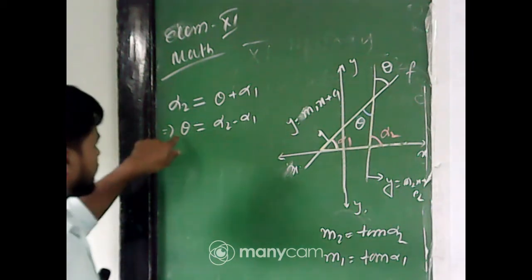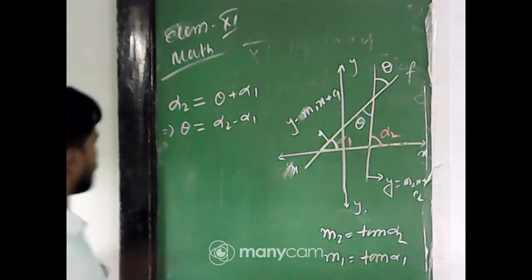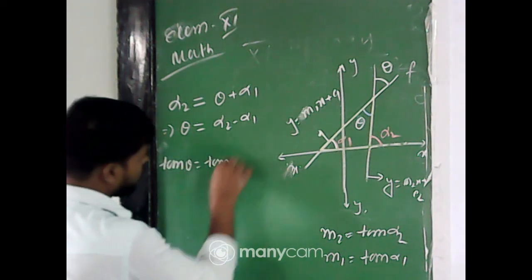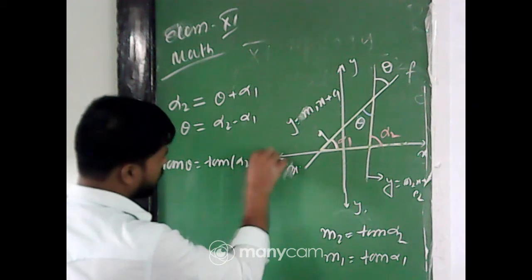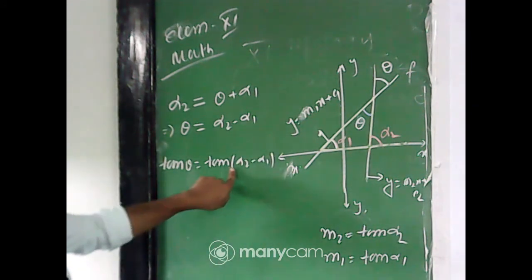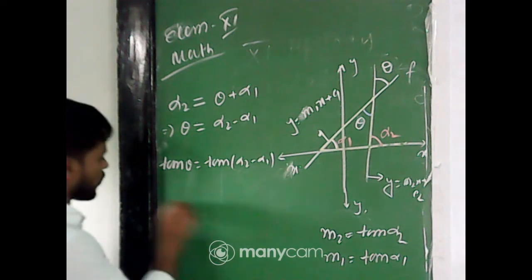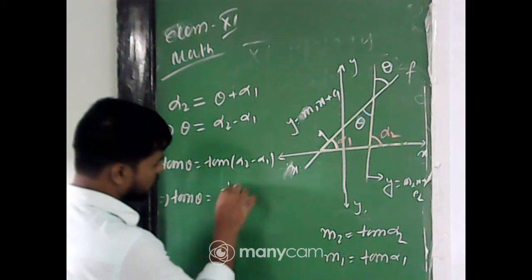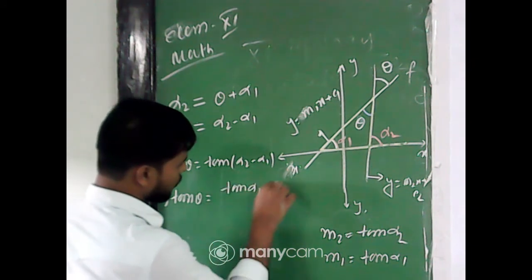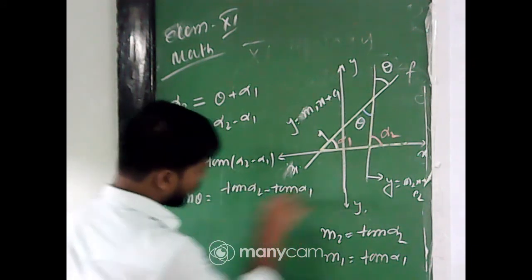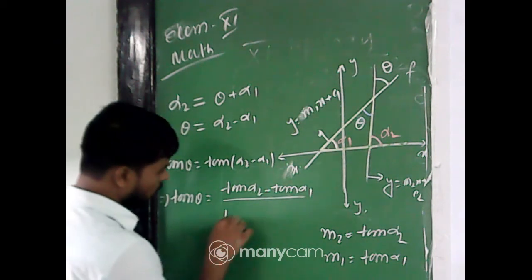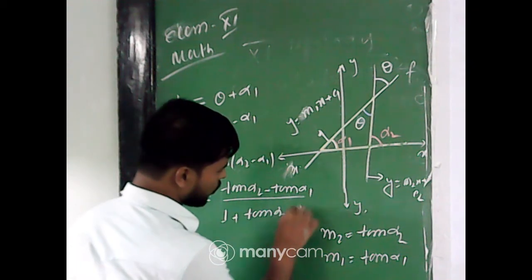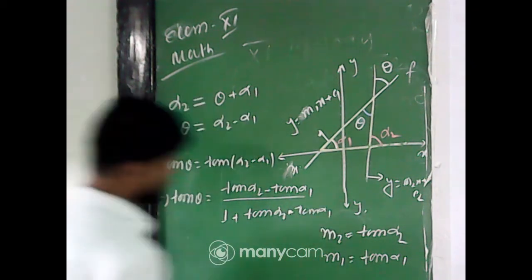Now taking tangent on both sides, we have tan theta is equal to tan of alpha 2 minus alpha 1. Now do you know the formula? Tan of alpha 2 minus alpha 1 has a formula. So tan theta is equal to tan alpha 2 minus tan alpha 1 divided by 1 plus tan alpha 2 into tan alpha 1.